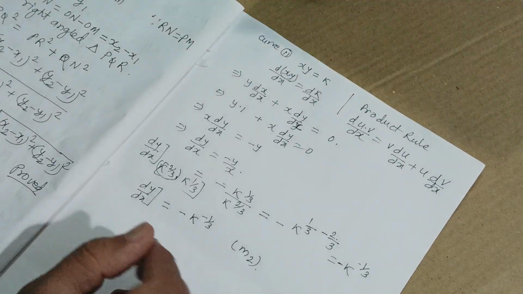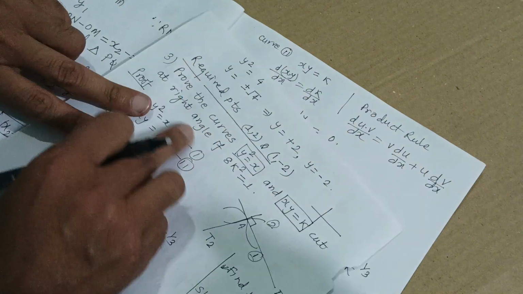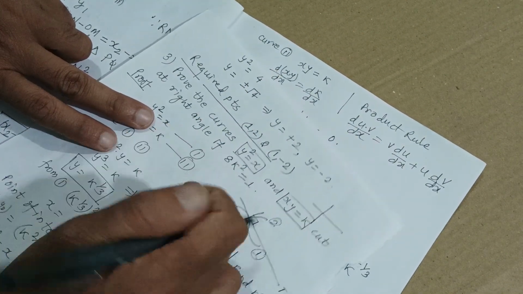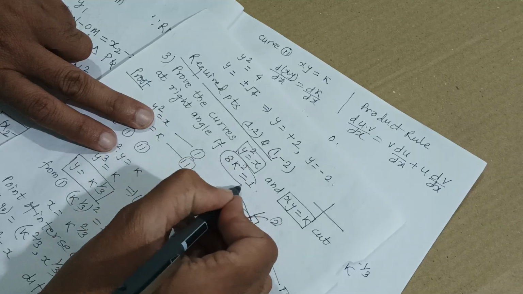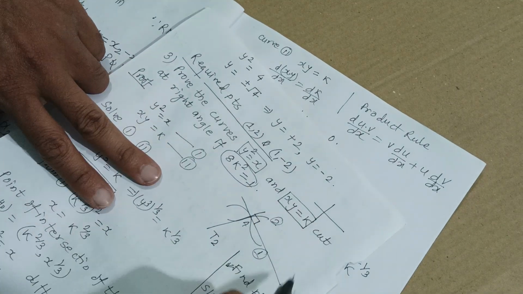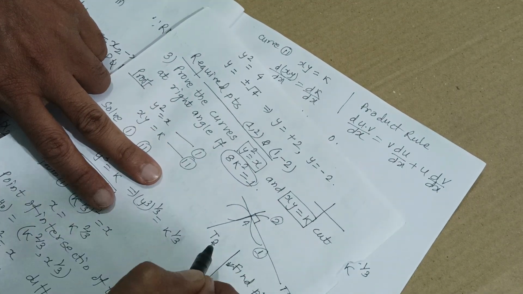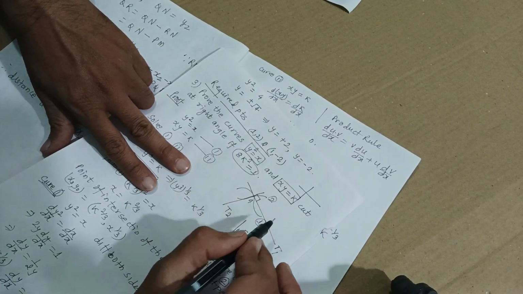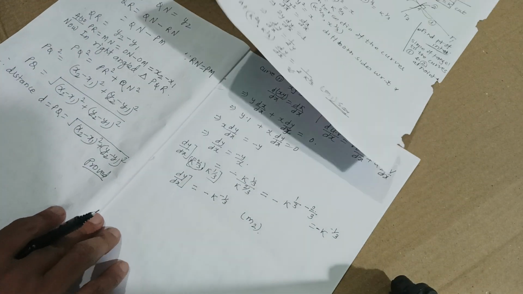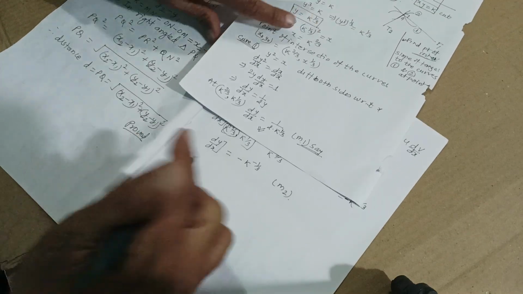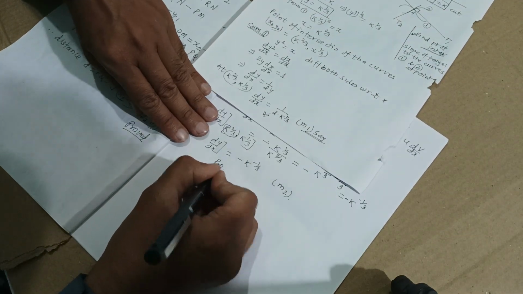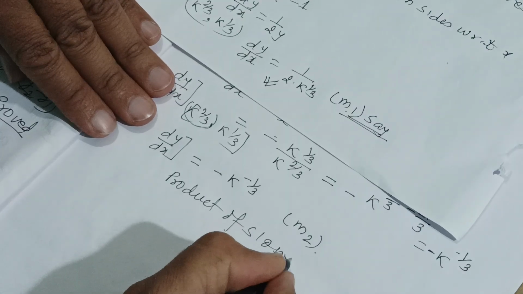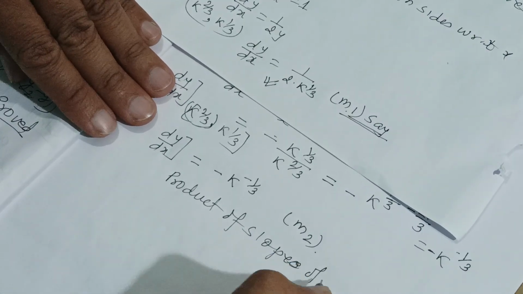Now I am going to revise the question once more. Prove that these curves cut at right angle if 8k square is equal to 1. Cutting at right angle means the slope of tangent 1 into slope of tangent 2 must be minus 1, since they are perpendicular to each other. So the product of the slopes of the tangents must be minus 1.